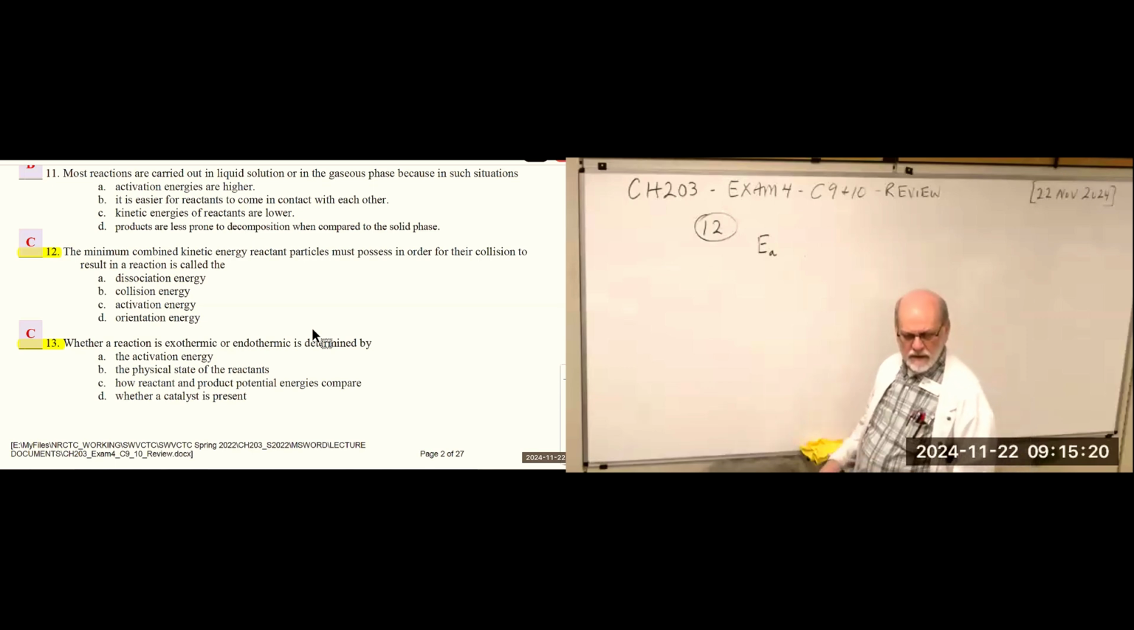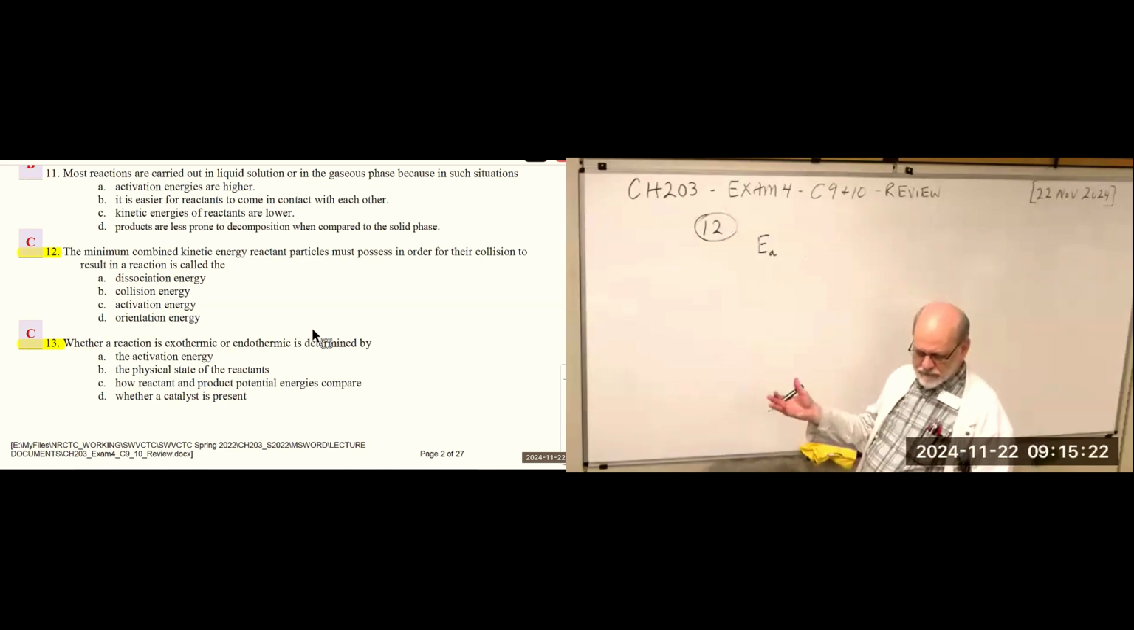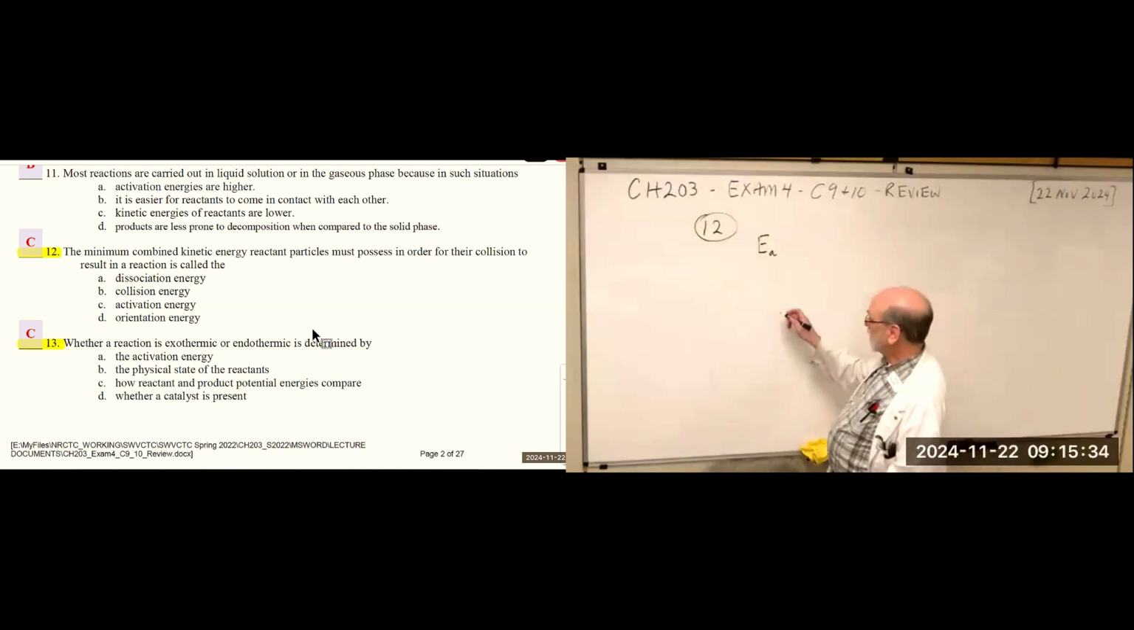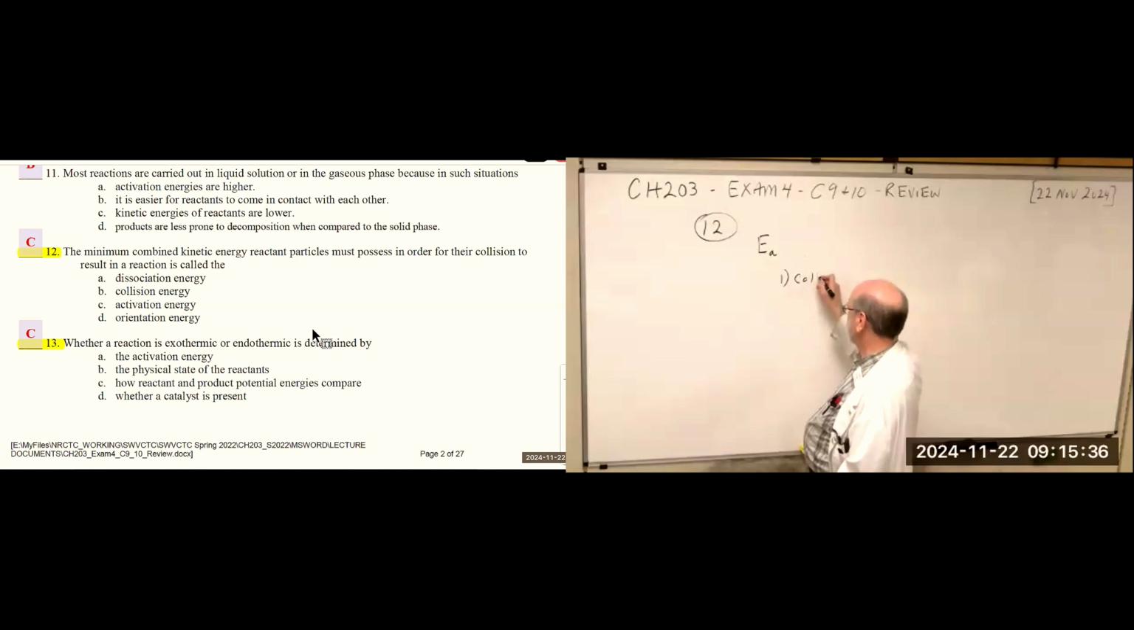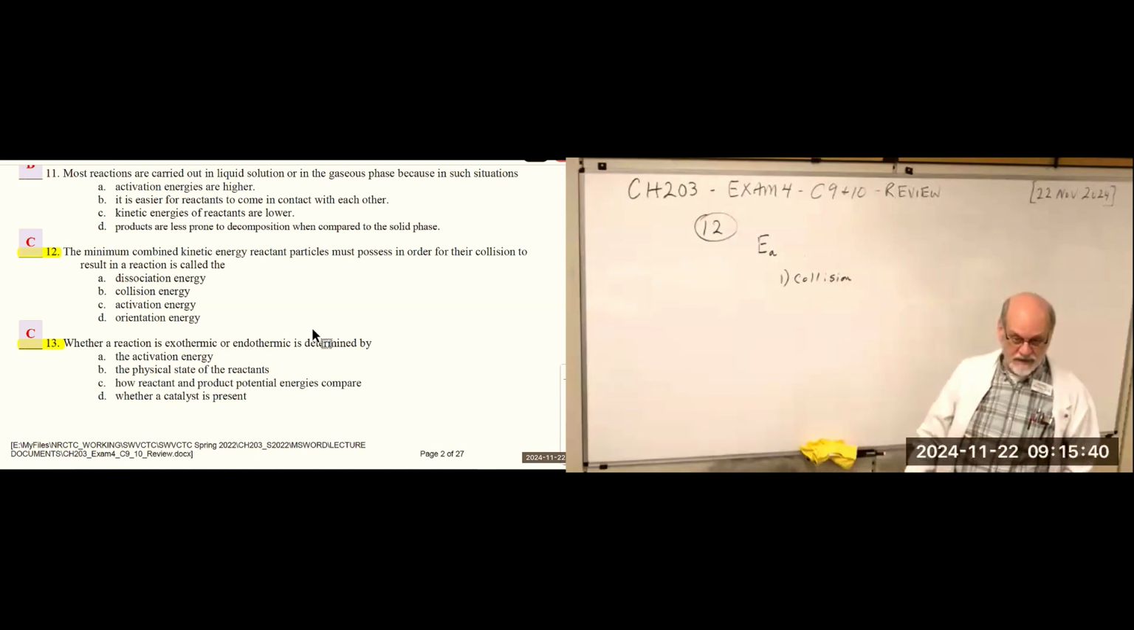While we're here with this collision theory, what are the 3 required components or postulates for the collision theory to explain a reaction? One is you have to have a collision, right? Those reactants must collide with each other.